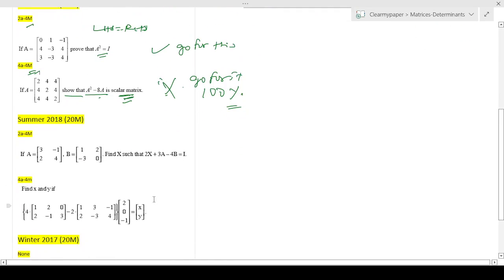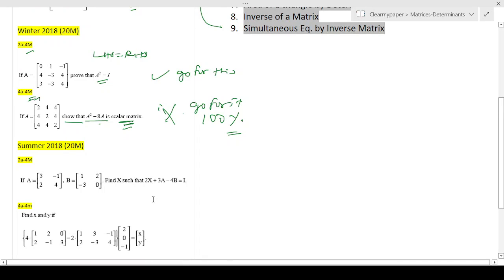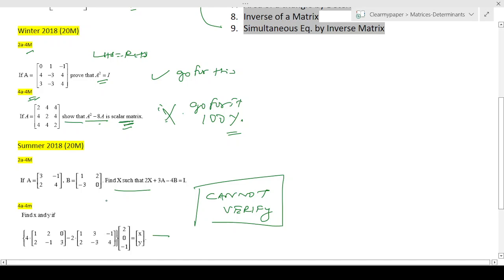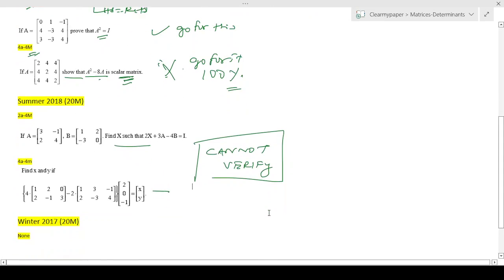If you see these two problems here, summer 2018, in both problems there is no way I can verify. It's easier, you can do it, and it's moderately time consuming, but I cannot verify. So I will try to avoid these problems provided I have better choices. If I don't, I'll not take these problems in the first half of the examination. I'll solve the other problems where I'm confident and my marks are ensured, and then I'll come to this. So both these problems I will try to avoid altogether or defer to the later part.